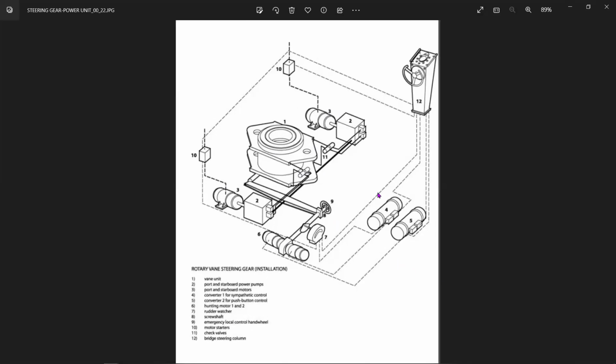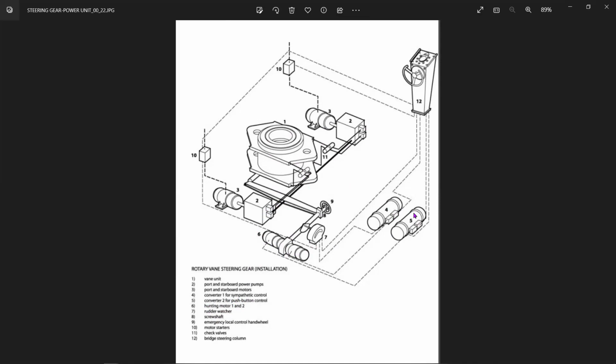All right. 4 is the converter which is converting the control button for electronic control or for control system from going from the bridge control. Which is not yet shown here. Then we'll see this when we see the emergency control, how that emergency control is there in the actual systems. In that you will see the push button control and this thing. Hunting motor 1 and 2 is number 6. This is hunting gear control, which is 2 motors connected.